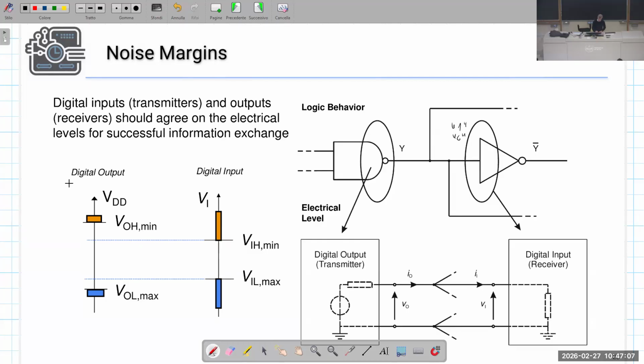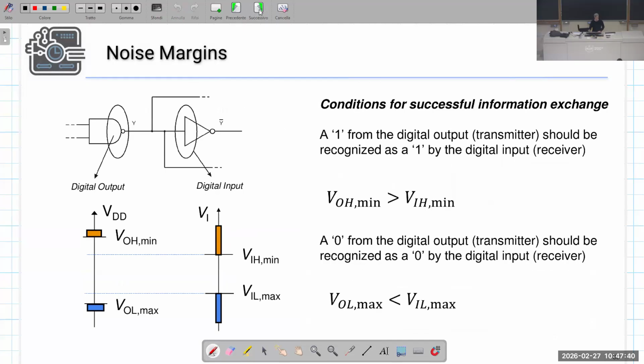If we consider the characteristics of the digital outputs from one side, that is the minimum voltage level at the high level and the maximum voltage level at the low level, and we consider the characteristics of the digital input from the other side, that is the minimum voltage recognized as 1 and the maximum voltage recognized as 0, in order to guarantee that information between these two gates can be properly exchanged, we need that when the transmitter transmits a 0, this is interpreted as a 0 by the receiver.